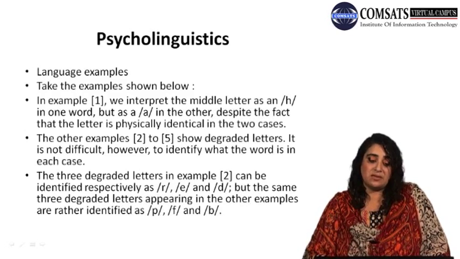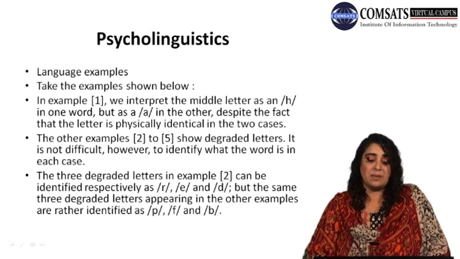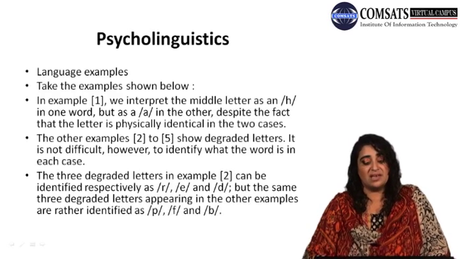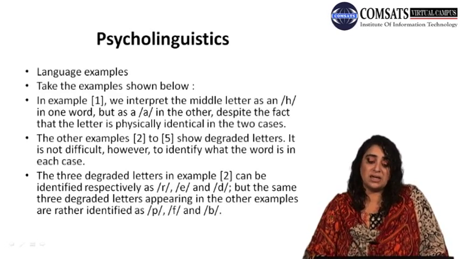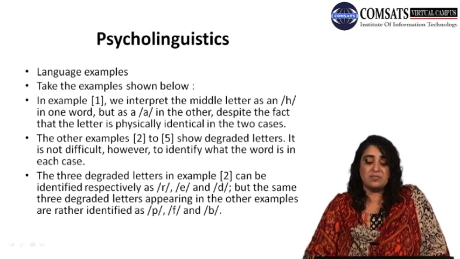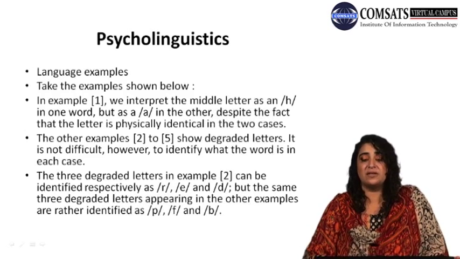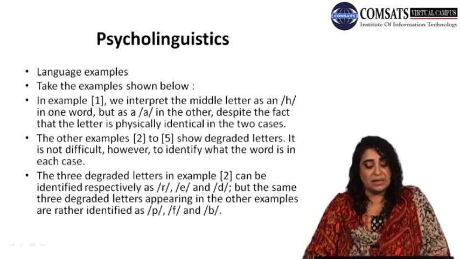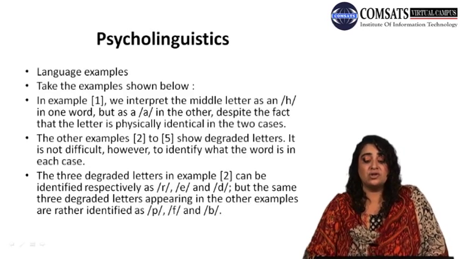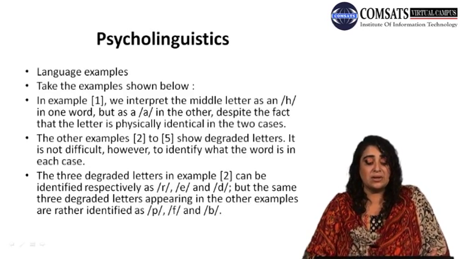Now, language examples. Take the examples shown below. For example, in one we interpret the middle letter as an H in one word but as an A in the other. Despite the fact that the letter is physically identical in the two cases, the other examples, 2 and 5, show degraded letters. It is not difficult, however, to identify what the word is in each.